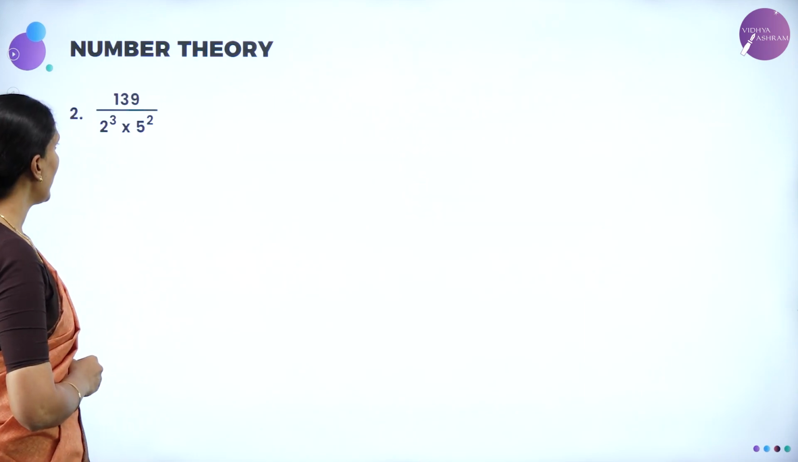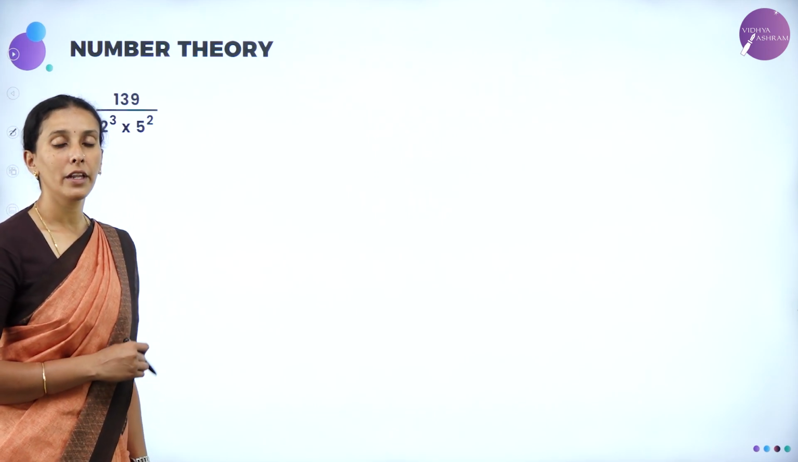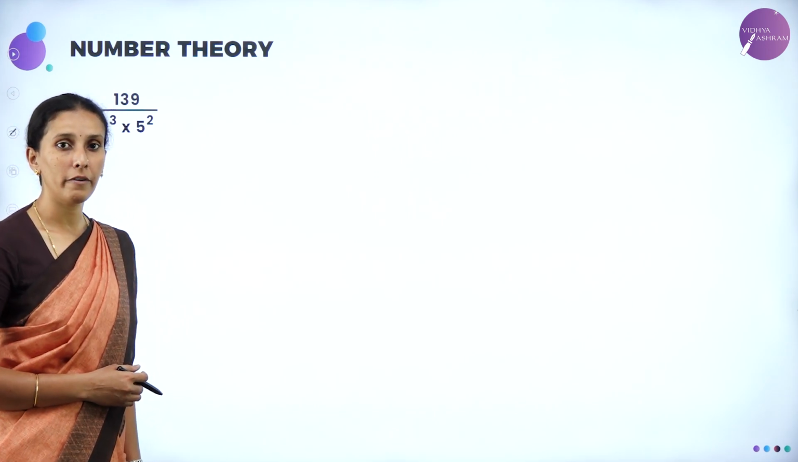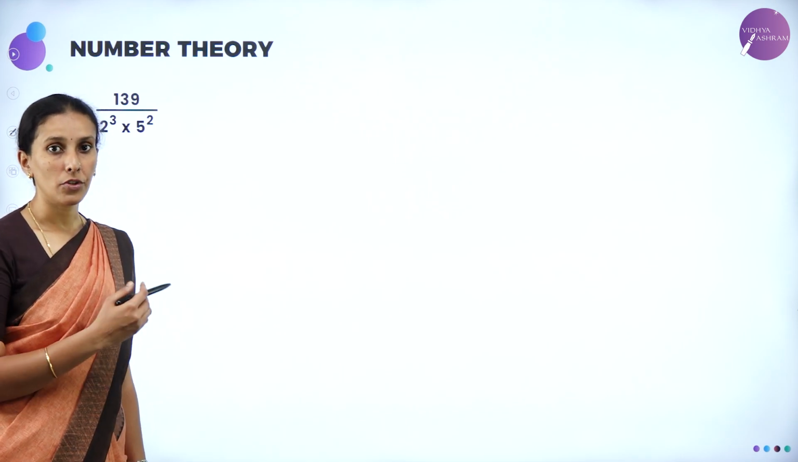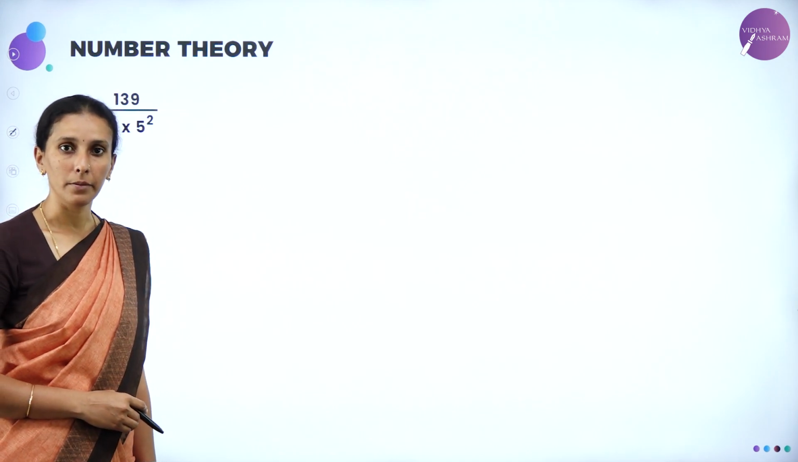Next, 139 divided by 2 cube into 5 square. In the question itself, the denominator q is already in the form of 2 power n into 5 power m. So, therefore, clearly the decimal expansion of this rational number terminates.